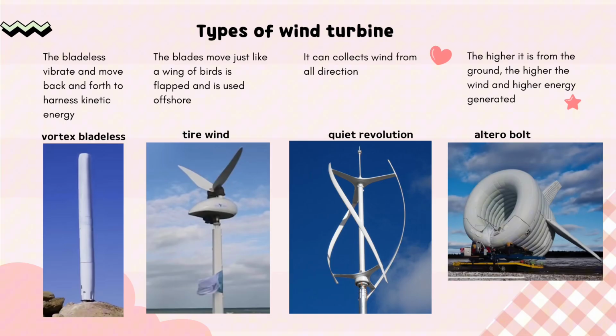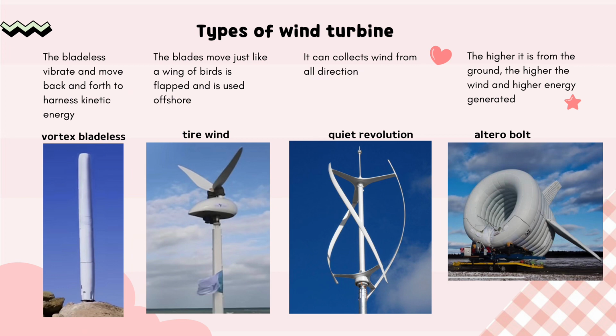There are other types of wind turbine. First is the vortex bladeless. The bladeless vibrates and moves back and forth to harness kinetic energy as it has no blades. Then the Tyre Wind. The blades move just like a wing of birds flapping and is used mostly offshore. Then the Quiet Revolution. It can collect wind from all directions. Finally, the Airborne. The higher it is from the ground, the higher the wind and the higher the energy generated.